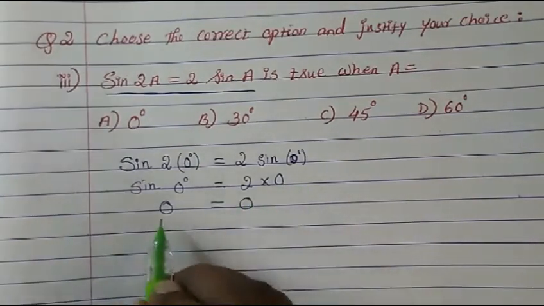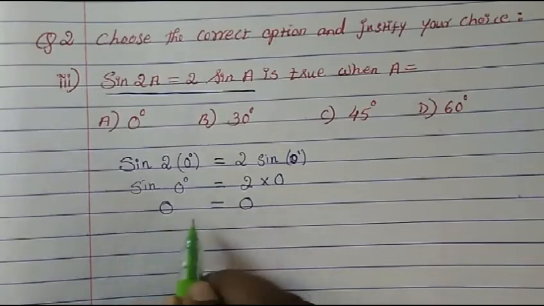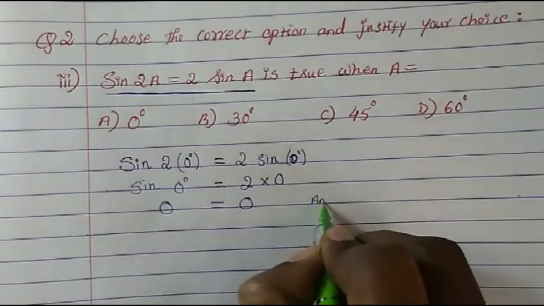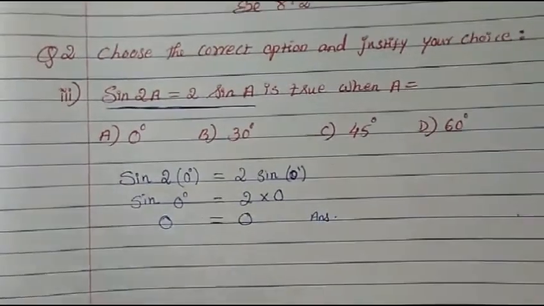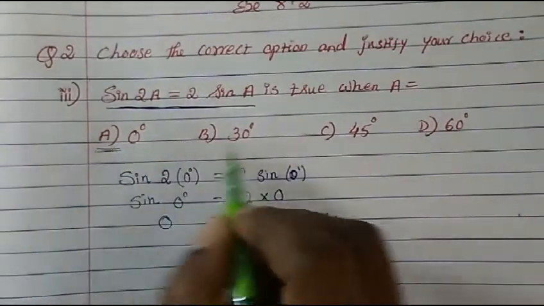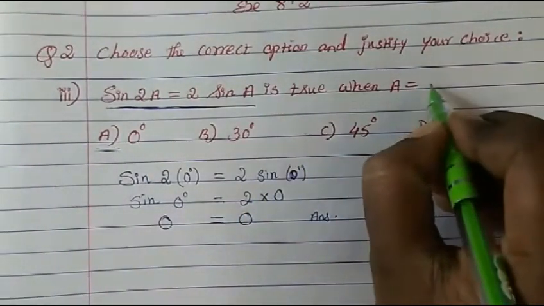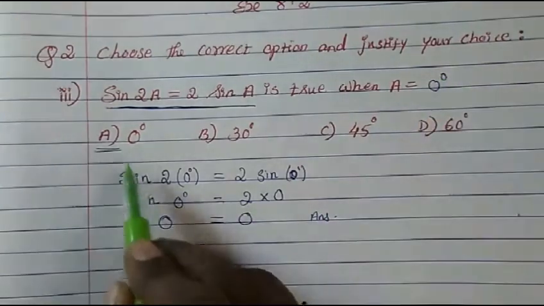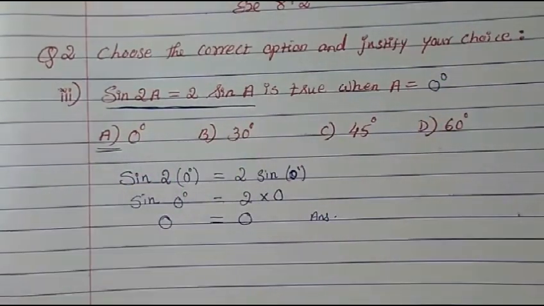So now you see both sides have the equal sign. Both are the same. That means this is our correct answer. So that means our option is A. So you can say when a is equal to 0 degree, at that time both sides become equal.